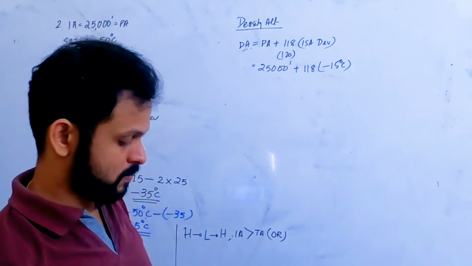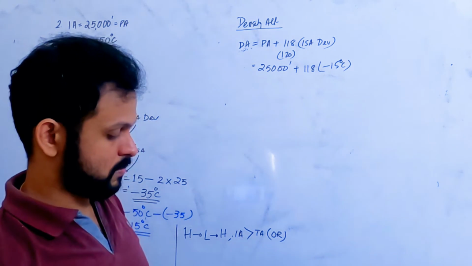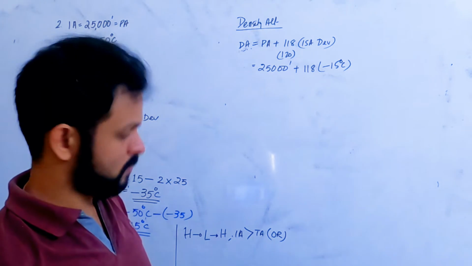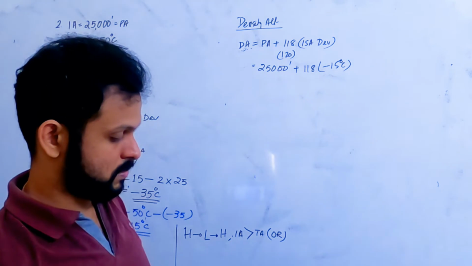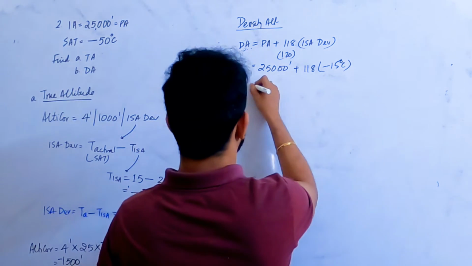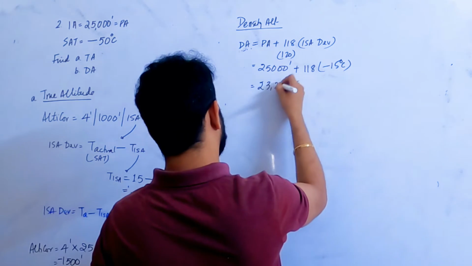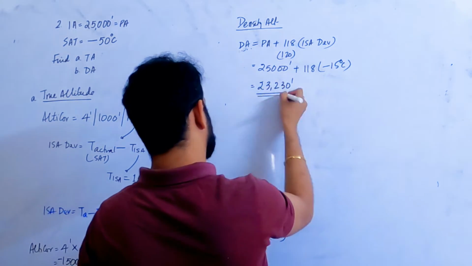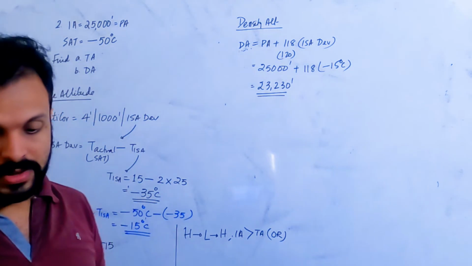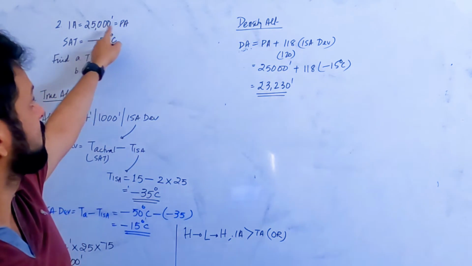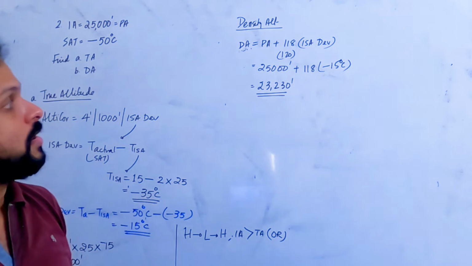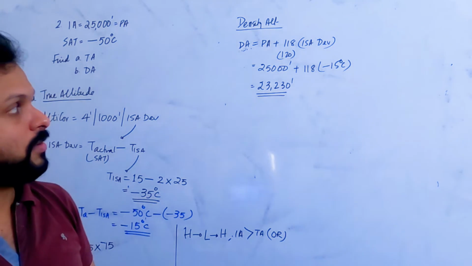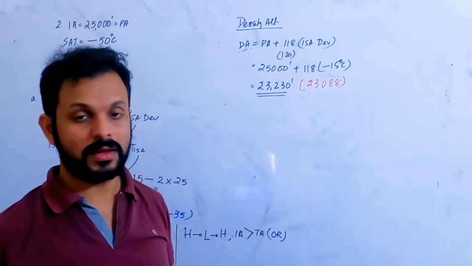25,000 plus minus 1,770 gives 23,230 feet. We assume that what is given in the question is pressure altitude. There's no other way we can find pressure altitude, so we have to assume indicated altitude as pressure altitude. Density altitude is 23,230 feet.